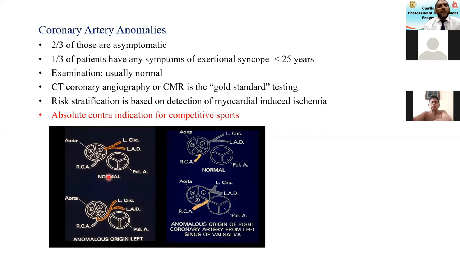Anyway, it's an absolute contraindication for competitive sports, because it's the second most common cause of cardiac death with exertional induced myocardial ischemia.